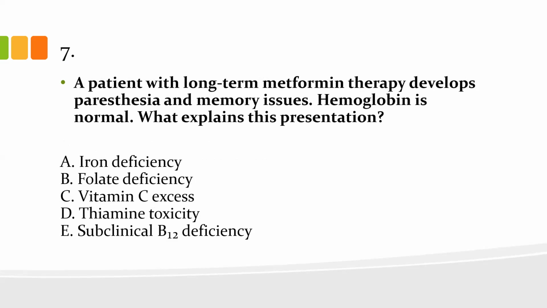The seventh MCQ is, a patient on long-term metformin therapy develops paresthesias and memory issues. Hemoglobin is normal. Which explains this presentation? A, iron deficiency, B, folate deficiency, C, vitamin C excess, D, thiamine deficiency, E, subclinical B12 deficiency. The right answer is subclinical B12 deficiency, because paresthesias, ataxias, and cognitive impairments are strongly associated with B12 deficiency.